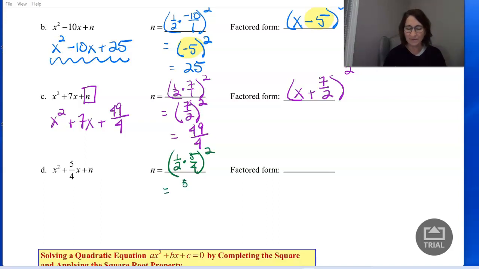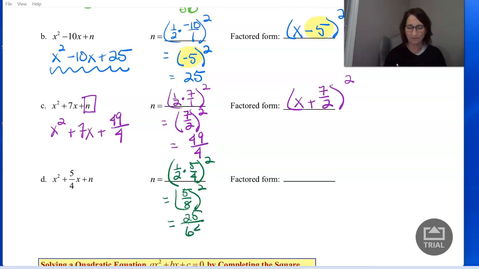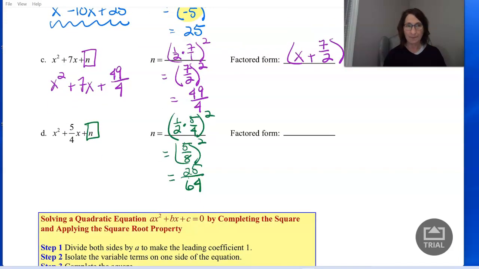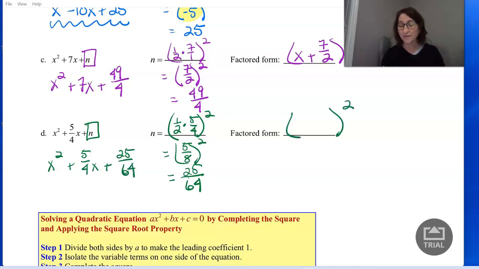So that's going to give me 5/8 squared, which is, I take my 5 and I square it. That gives me 25 in the numerator. 8 raised to the power of 2 is 64. So that is my n, or my third term, for my perfect square trinomial. So I get x squared plus 5/4 x plus that 25/64. So now when I put this in factored form, it's going to be x plus this 5/8.